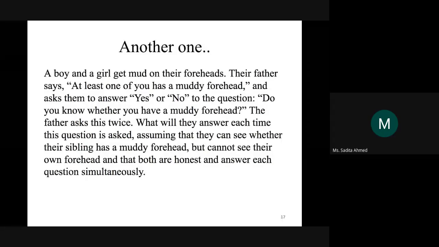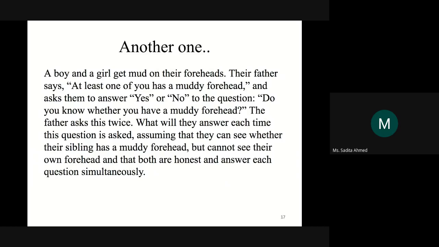No, they're not assuming anything. See, the question is, do you know whether you have a muddy forehead? At that point, since the other person has a muddy forehead, that is enough to make the statement the dad made true, they do not know anymore whether they have a muddy forehead. All right? So yeah, the key point here, the part that you added, I'm sure Fardin understands that as well. He just didn't lay it out.